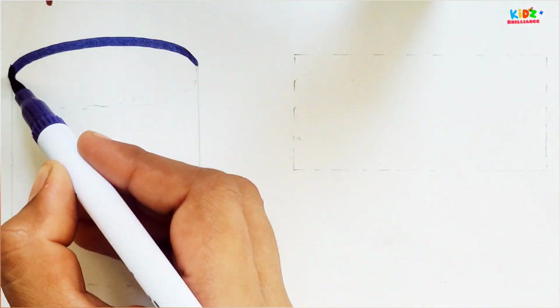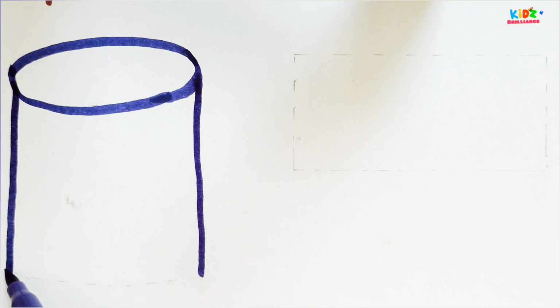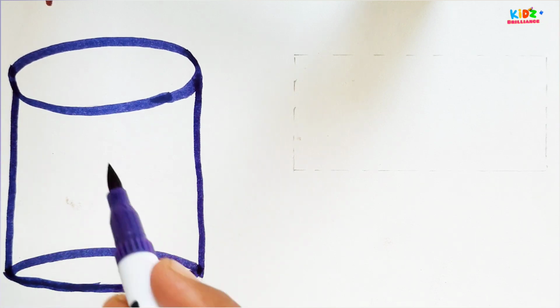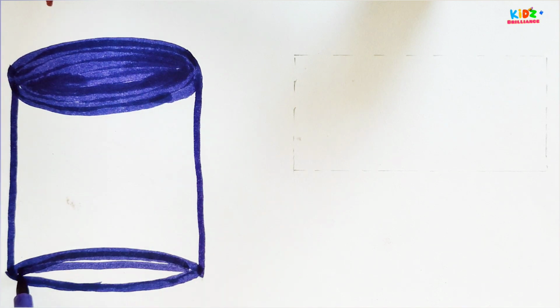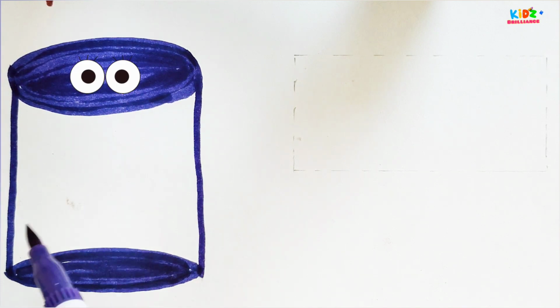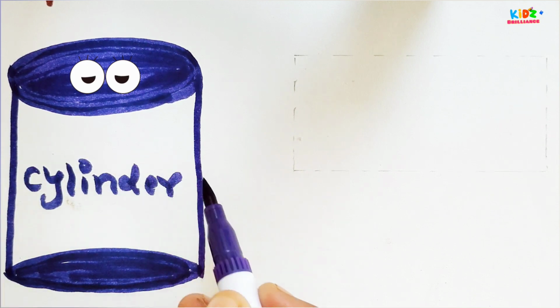Next, our fourth shape is cylinder. The spelling of cylinder is C-Y-L-I-N-D-E-R, cylinder.